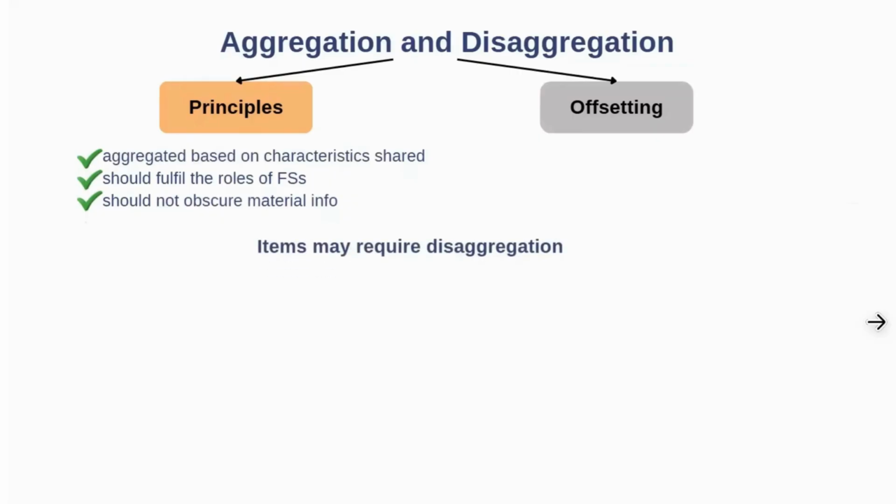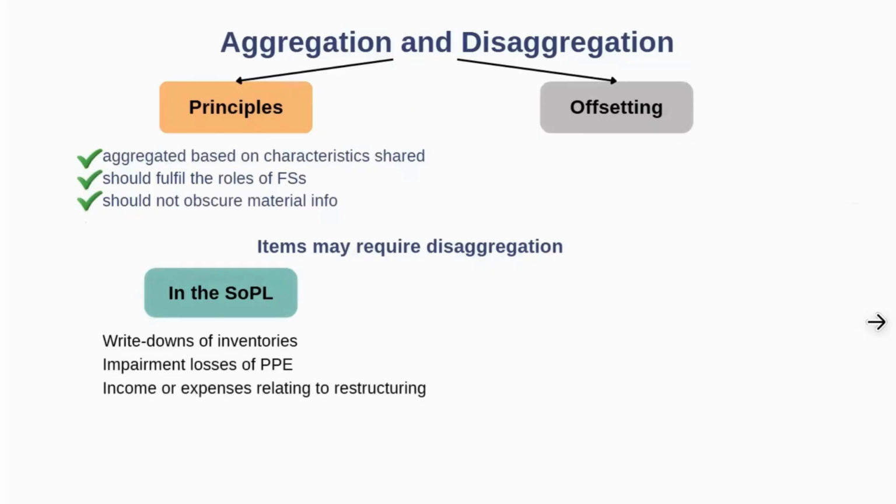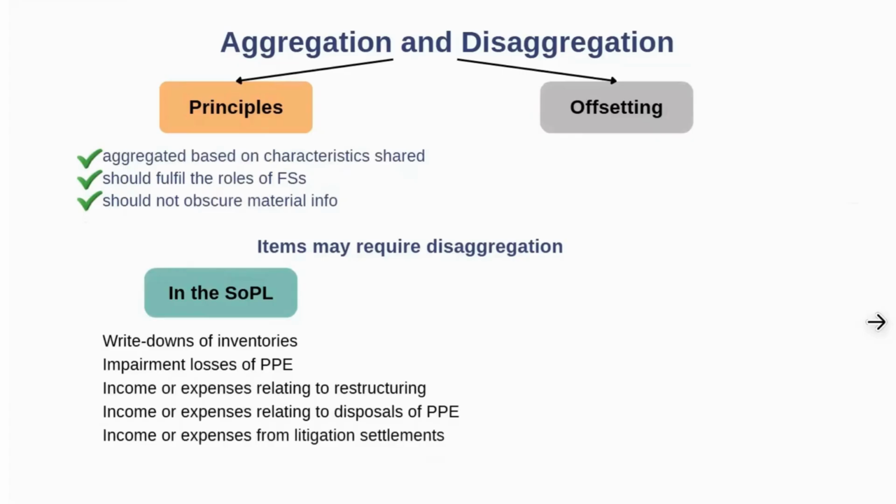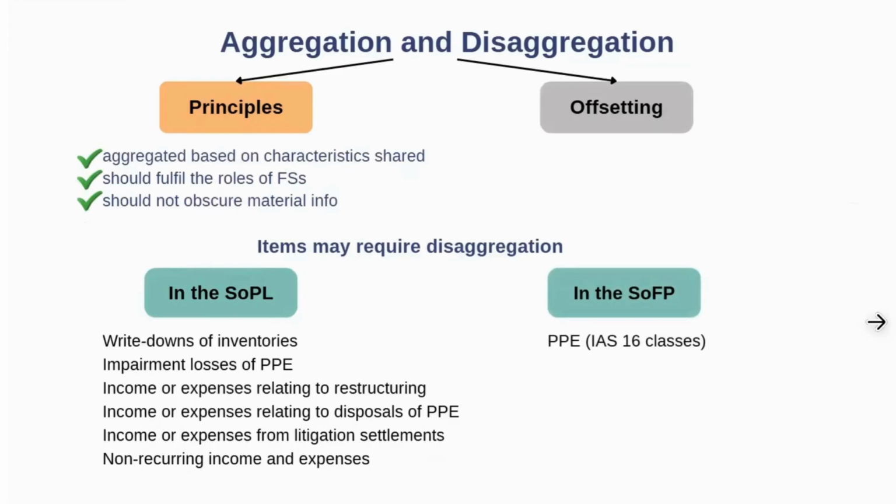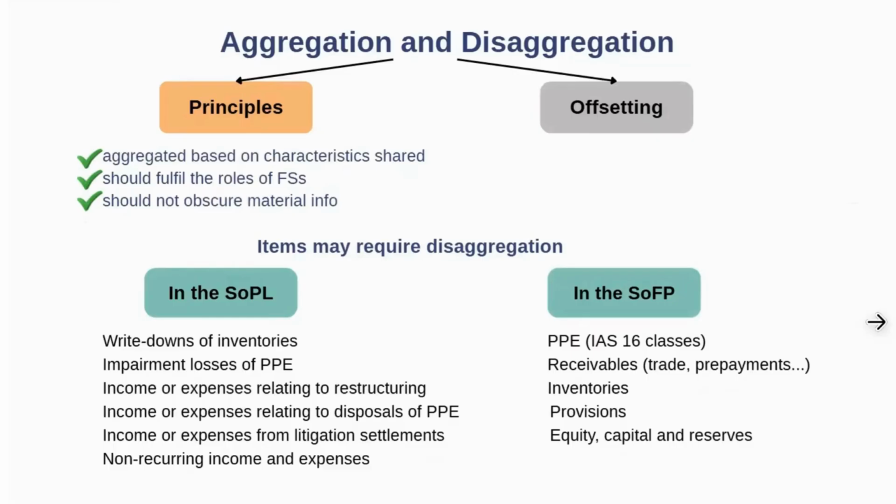And these are the items that may require disaggregation. In the statement of profit or loss, we can see write-downs of inventories, impairment losses of PP&E, income or expenses relating to restructuring, income or expenses relating to disposals of PP&E, income or expenses from litigation settlements, non-recurring income and expenses. And in the statement of financial position, we can see PP&E, IAS 16 classes, receivables, whether they are trade or prepayments, inventories, provisions, equity, capital, and reserves.